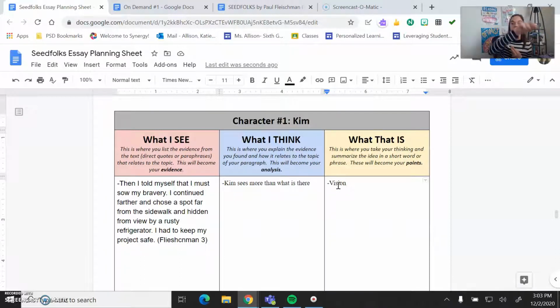You can see I'll bounce kind of backwards here. I would say, to start, Kim has vision. In the text it states, and then I would explain my quote, right? This quote shows that Kim looks past the nastiness of what's going on in her world, and she finds a place to start her garden, okay?